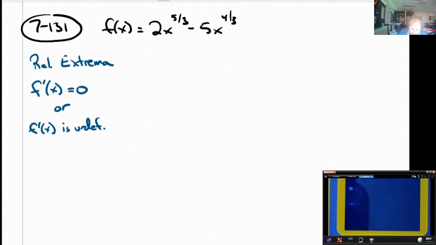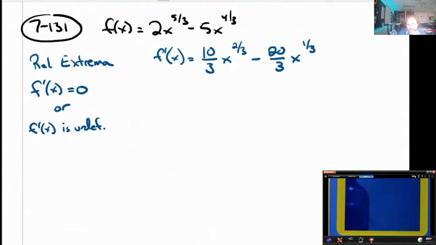So let's take that first derivative and see what we can find. F prime of x. If we bring down 5/3, we'll have 10/3 because it will multiply by 2. And we'll have x to the 2/3 power, since 5/3 minus 1 will drop down by, I like to think about subtracting 1 as subtracting 3/3 there. For the next term, 5 times 4/3 is going to be 20/3. And we'll have x to the 1/3 power right there. If we drop down 4/3 by 3/3, you'll get to 1/3. There it is. Here's your first derivative.